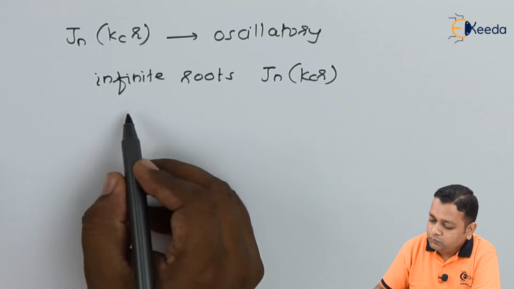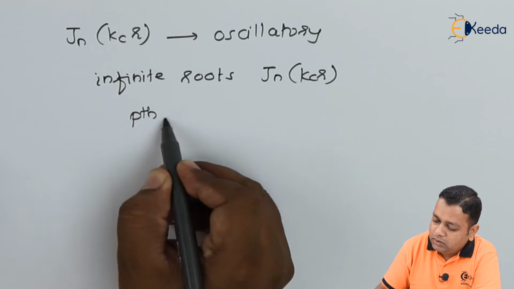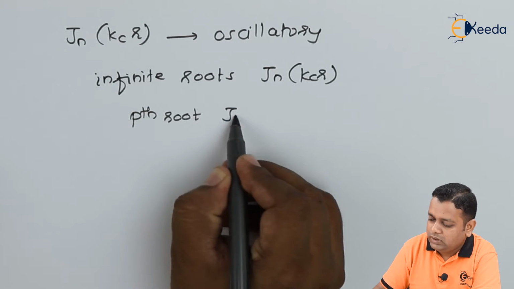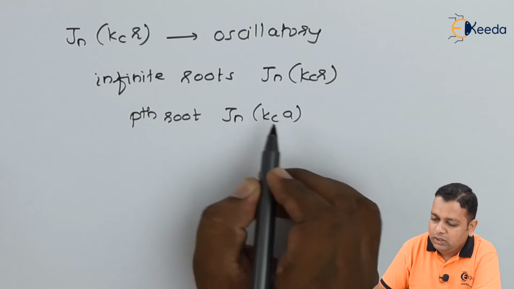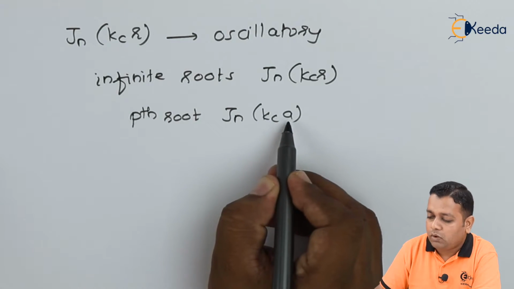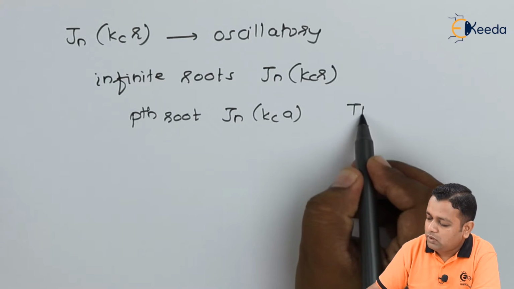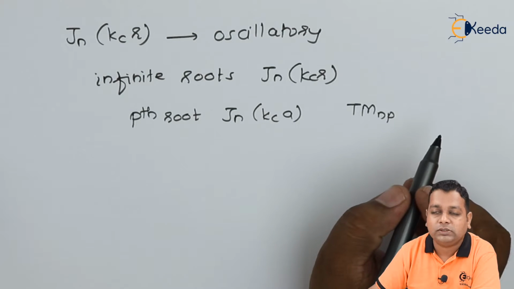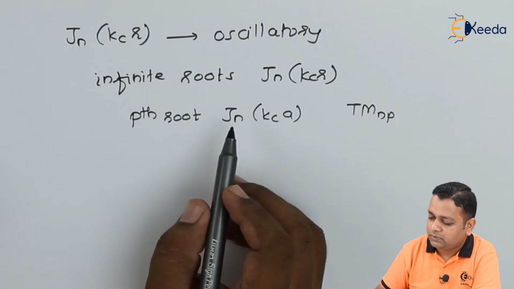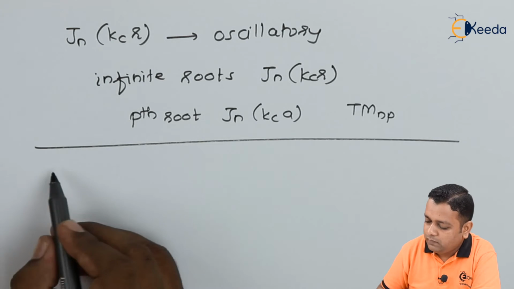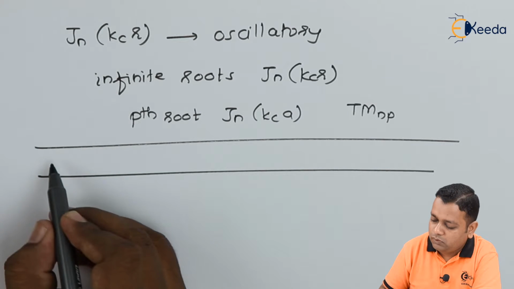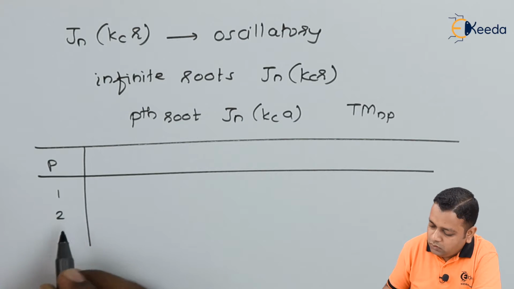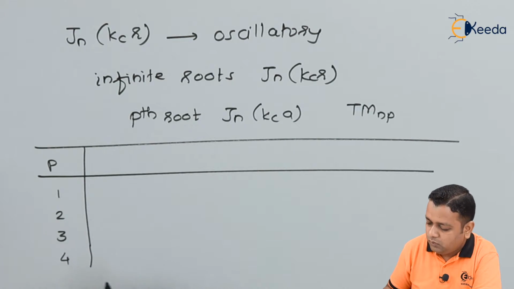So this table will be giving us the pth root, or pth zeros we can say, for this function J suffix n of kc into a. So it is the boundary wall of the circular waveguide, and this is corresponding to the transverse magnetic mode having n suffix p in the subscript, np. So we get the first row corresponding to the value of p in the first column as 1, 2, 3, then 4 we go for.